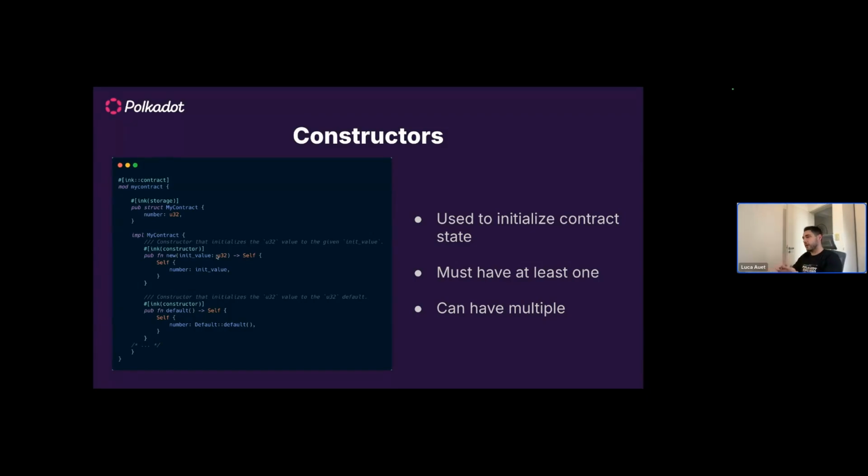An interesting thing about ink is that you can have multiple constructors. For example, here we have a default constructor that initializes the number with a default value, which in the case of a number should be 0. And we have another constructor where we can define the actual value, okay? And this is basically it for constructors.